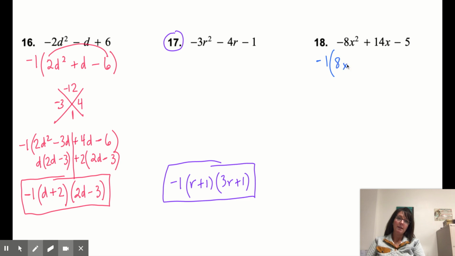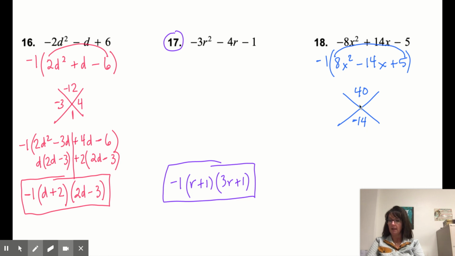Then we're left with 8x squared minus 14x and positive 5. So factoring out a negative changes the signs of both of the other terms. Now for the rainbow. 8 times 5 gives us a top number. We want to find factors of 40 that will sum to negative 14. Well, looks like 10 and 4 would. Because the product is positive, they're both negative, and when you add them together, you get negative 14.